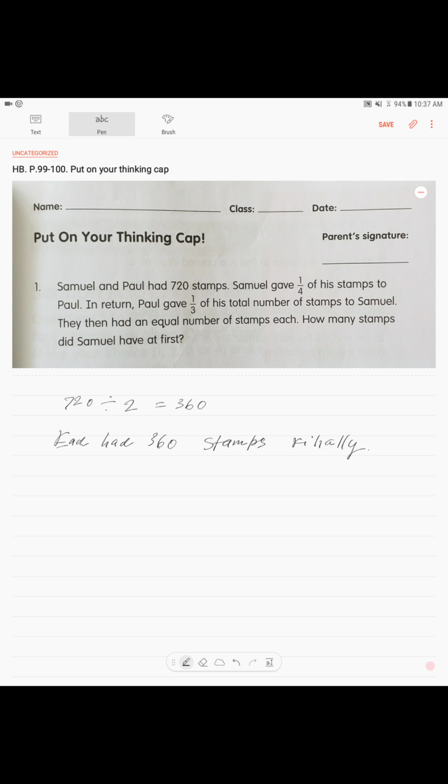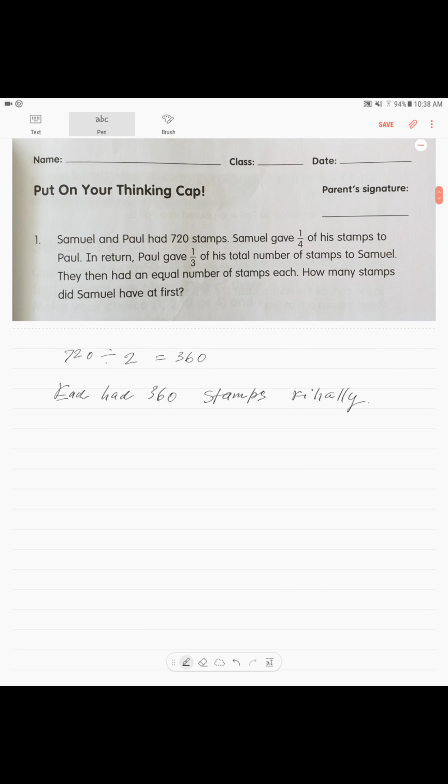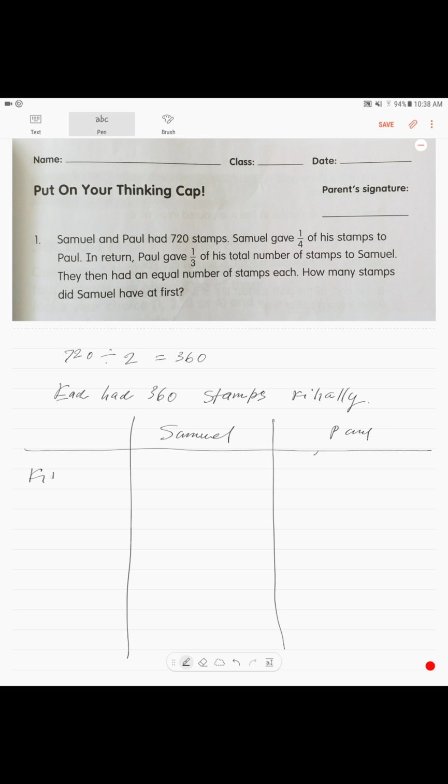Now we need to follow carefully. It's better if you can make some kind of a table. So let's try to make it accurately like this. Here we write Samuel, and here we write Paul, and here we write our last stage, finally. What happened in the end? Samuel had 360 and Paul had 360.